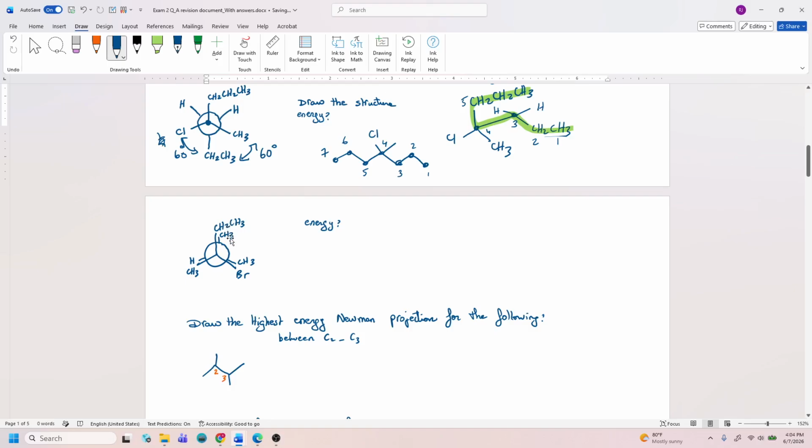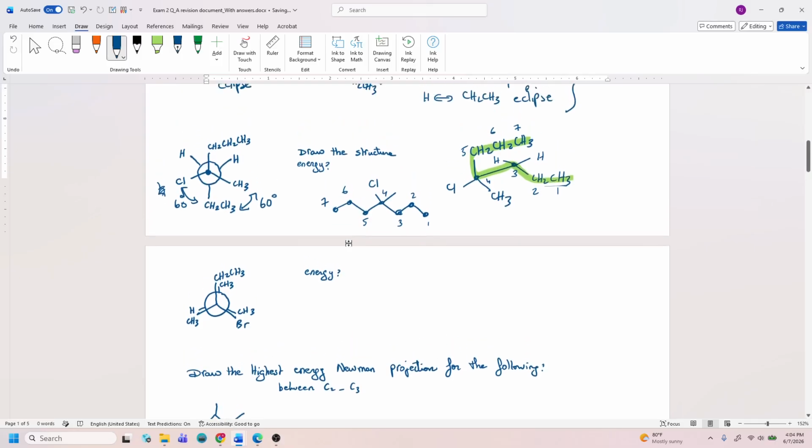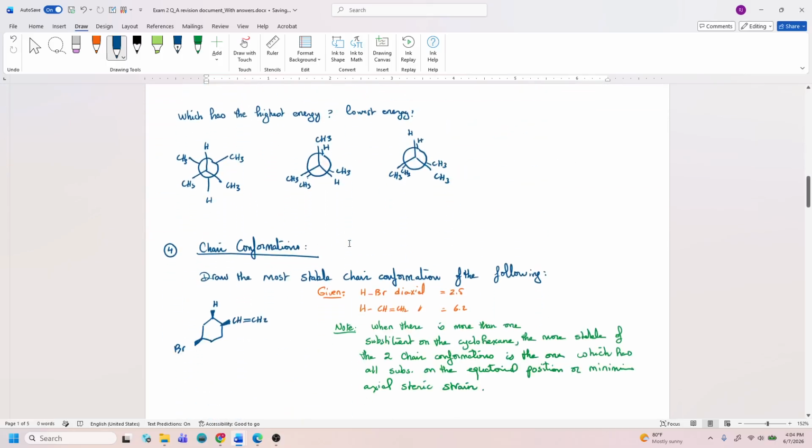For this one, you do have eclipsed here. So these two are eclipsed, these two eclipsed, and these two eclipsed there. So again, you find the energy for the eclipsed interactions for all of these, add them up, and that will be the energy for your structure. Okay, so this is one thing that I was asked about.